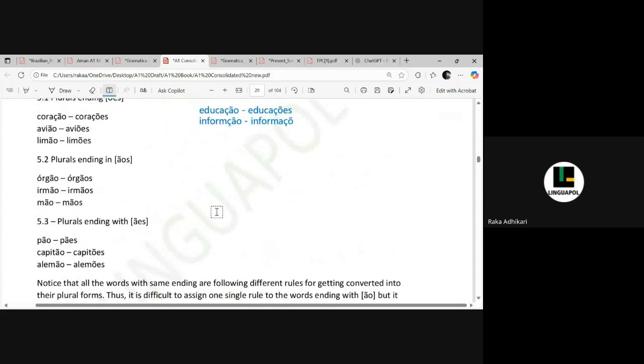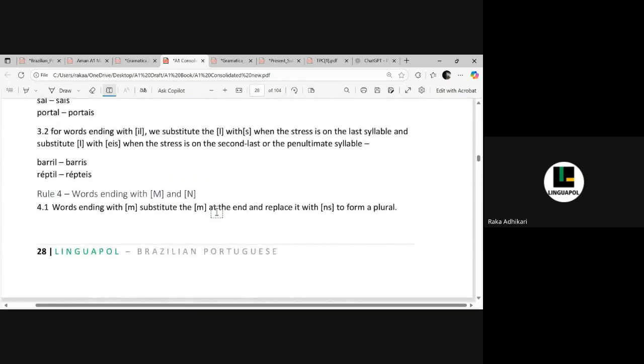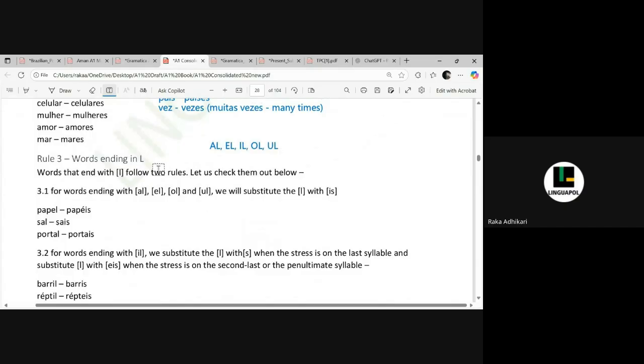Now coming back to rule number 3. I want you to pay attention to this. Rule number 3 talks about words that end in L. Now, all the words that end in L can have these different types of endings. It can end in AL, like hospital. Hospital, the word is ending in AL. It can end in EL, like the word papel. It can end in IL. For example, gentil.